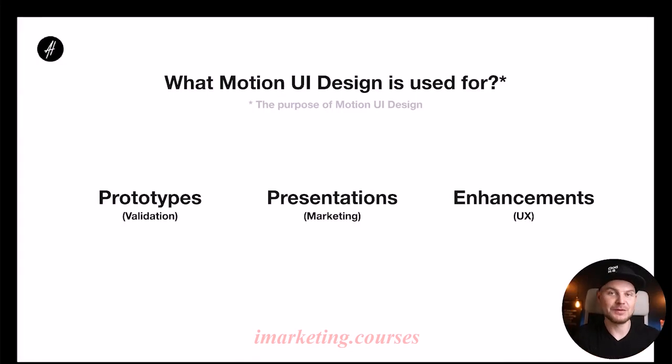Let's talk about the purpose of Motion UI design. What Motion UI design is used for. And I realized that there are three main categories of purposes of Motion UI design. The first one is validation. Validation means that you're creating a prototype or a micro interaction or animation, and you realize if you have to create the real app or not.